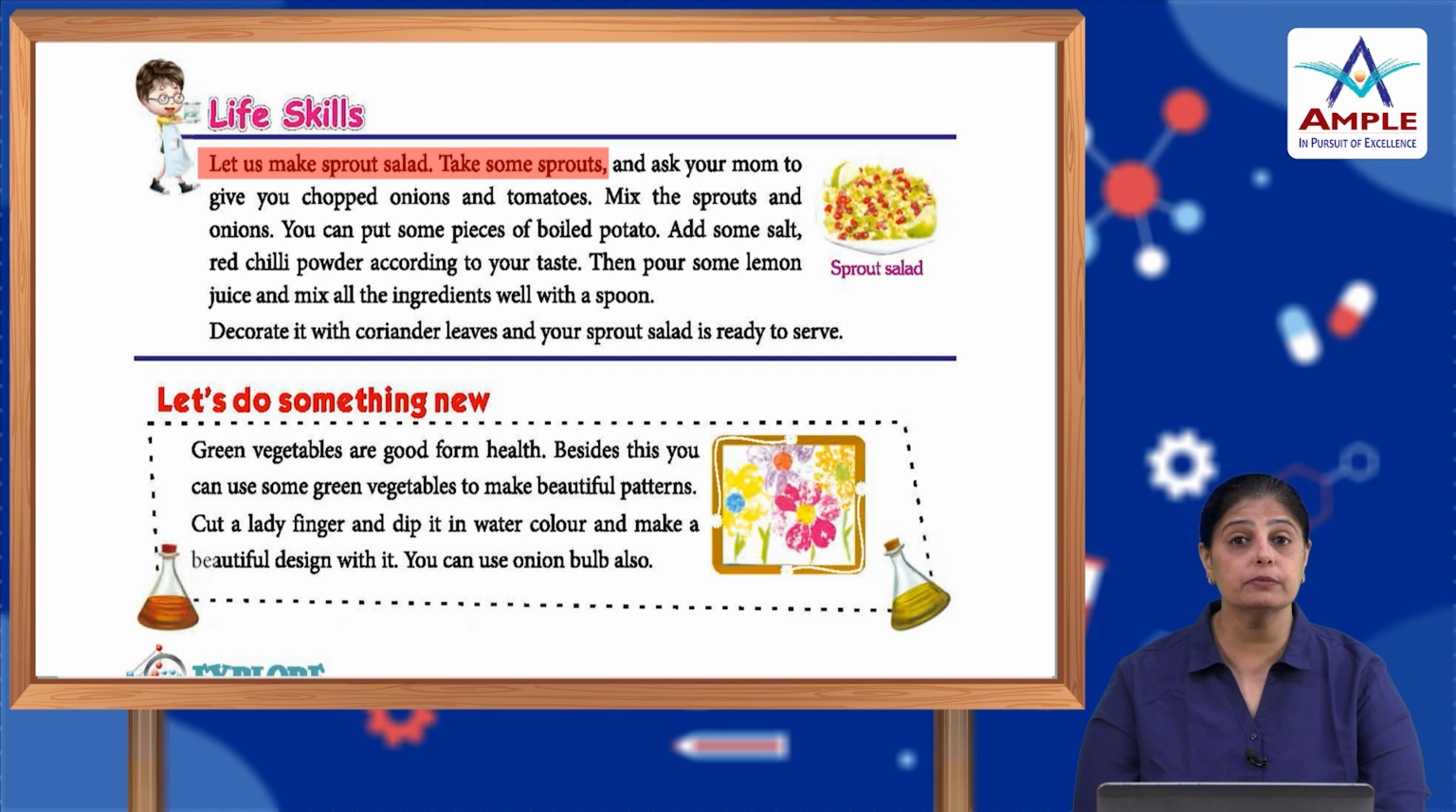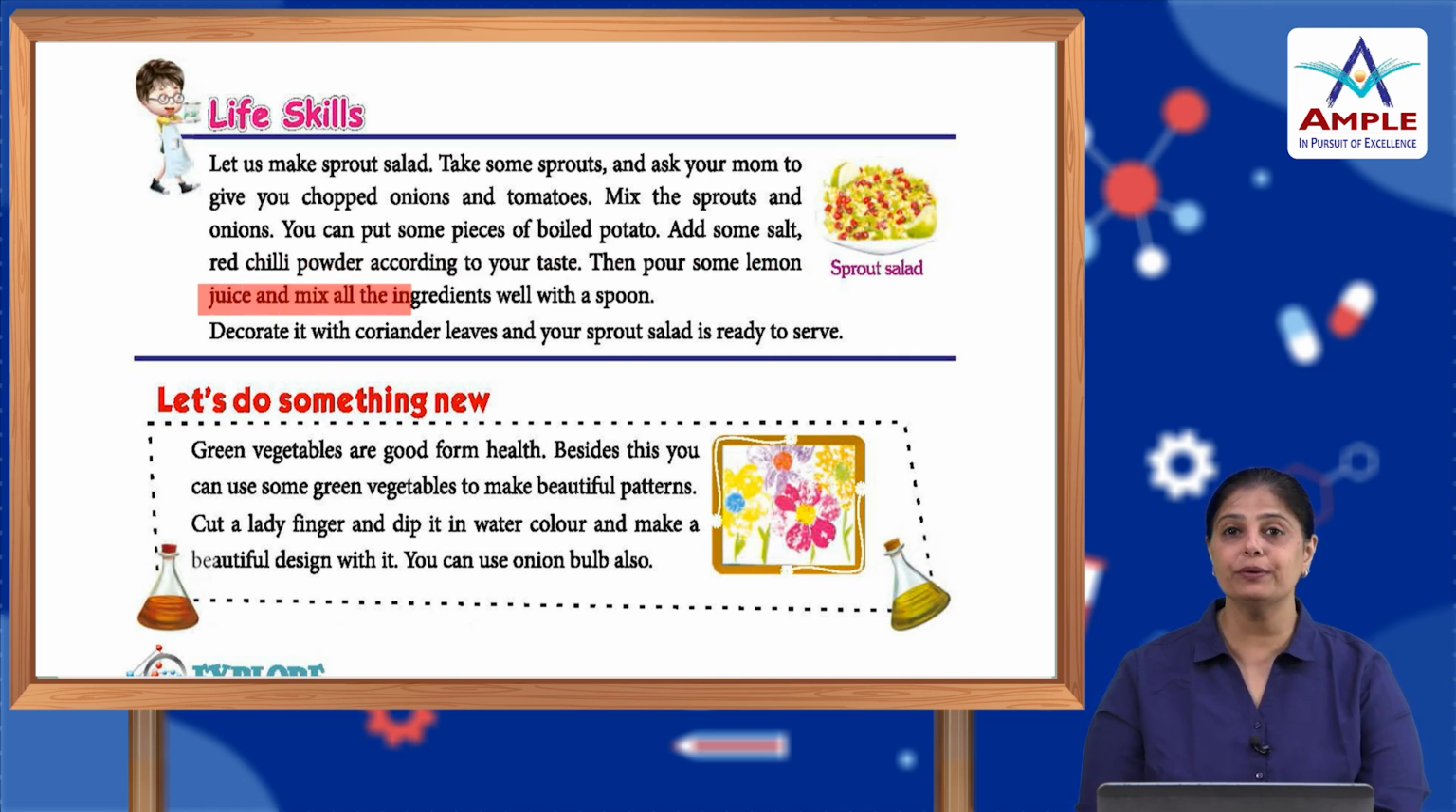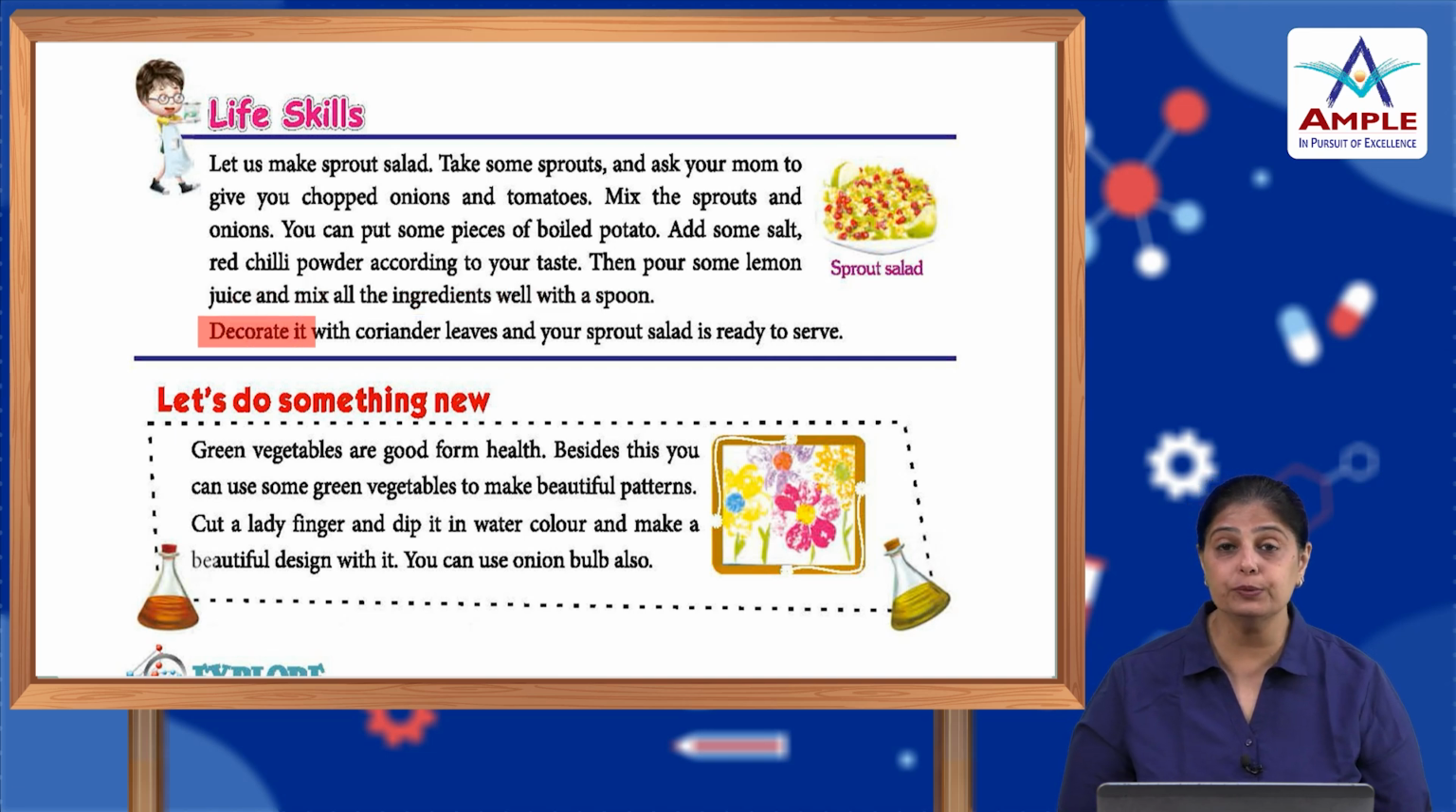So, you have to take some sprouts, and ask your mom to give you chopped onions and tomatoes. Mix the sprouts and onions. You can put some pieces of boiled potato, add salt, red chili powder according to your taste, and then pour some lemon juice and mix all the ingredients well with a spoon. Decorate it with coriander leaves and your sprout salad is ready to serve. So, do try this with the help of your mom or any elder at home.